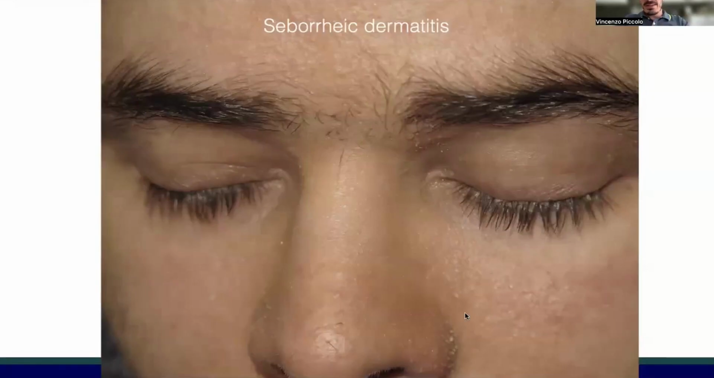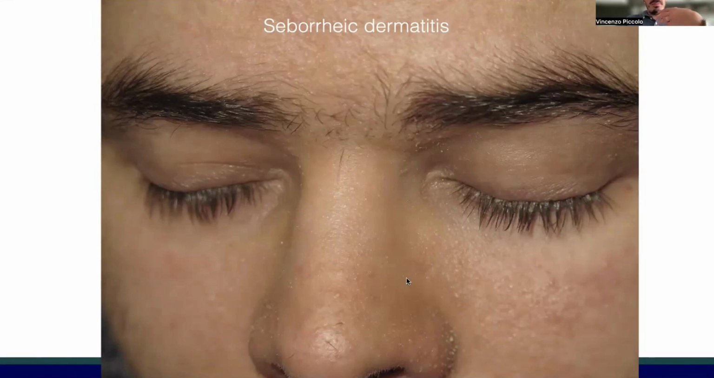Seborrheic dermatitis typically affects adolescents with this yellowish scaling, usually affecting seborrheic areas of the face. In this patient, the eyelids were also affected. We should look for erythema, this wet skin, and sometimes lesions also affecting the scalp and auricular region. Also, the trunk may be affected by seborrheic dermatitis in this patient.